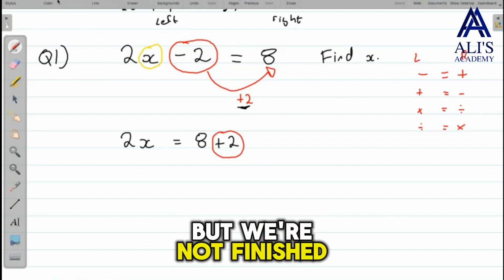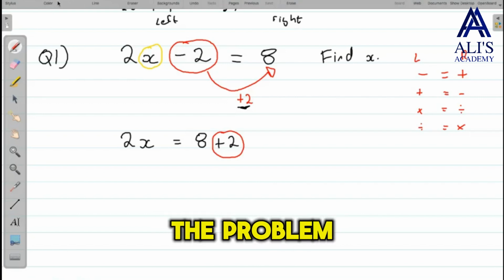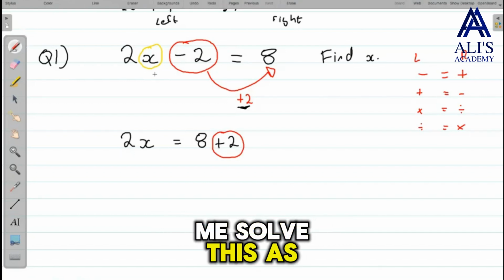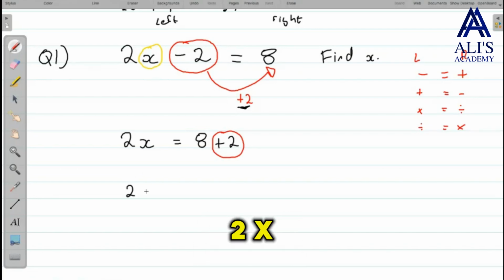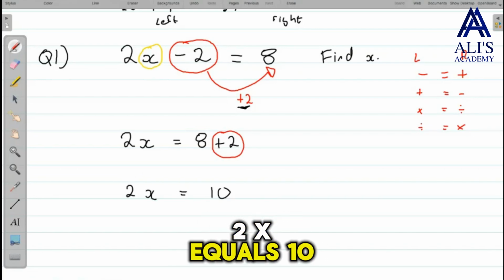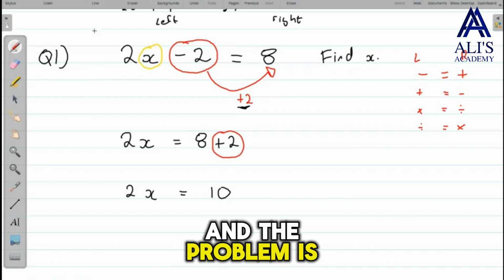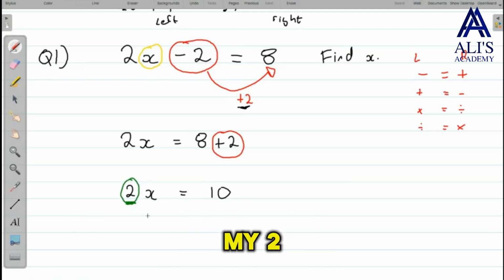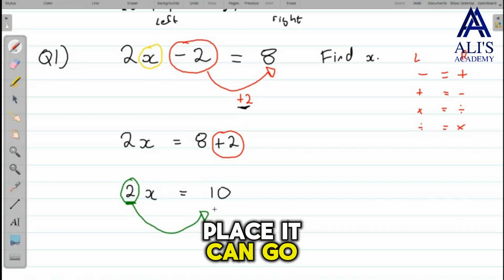But we are not finished yet. Because Rayhan, the problem is I still have a 2 here. Let me solve this as I know. So let me say 2x equals 10. The problem is I still have a 2 here, which I need to get rid of. So again, I'm going to highlight my 2. I'm going to move it to the right because that's the only place it can go to.